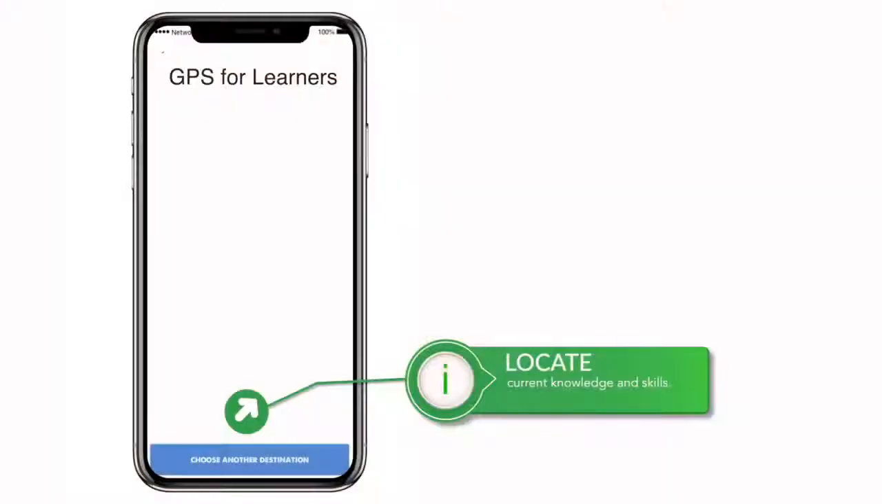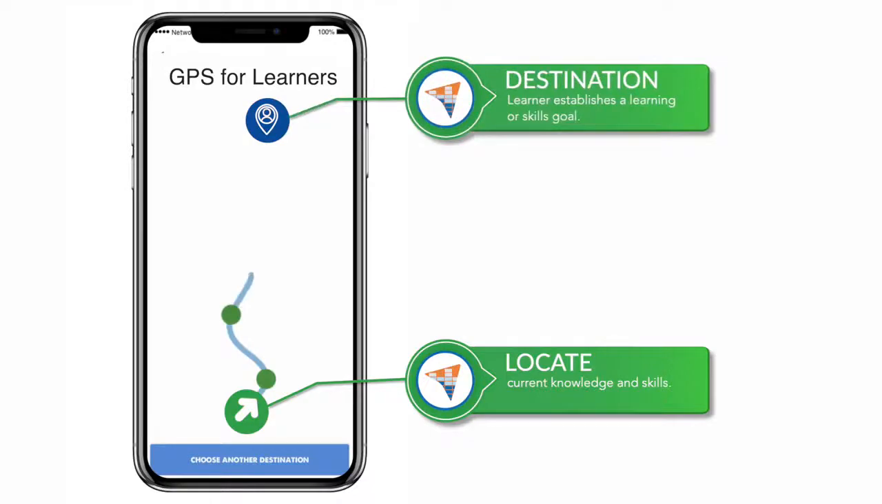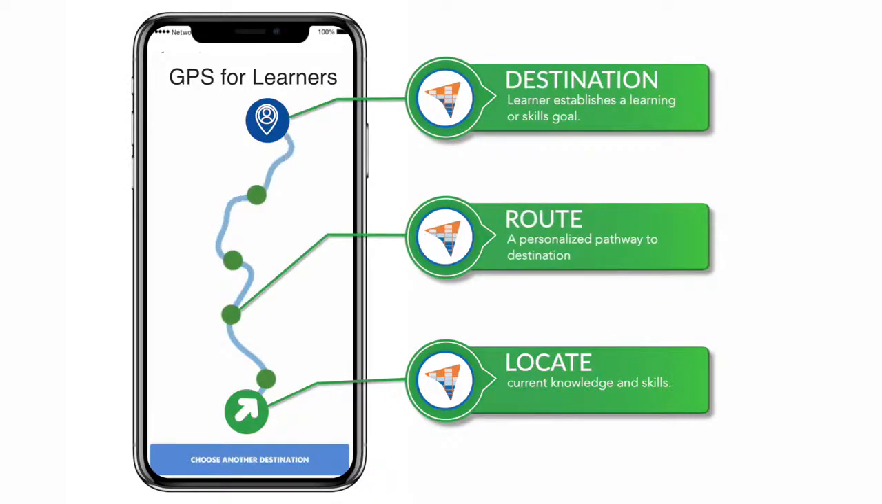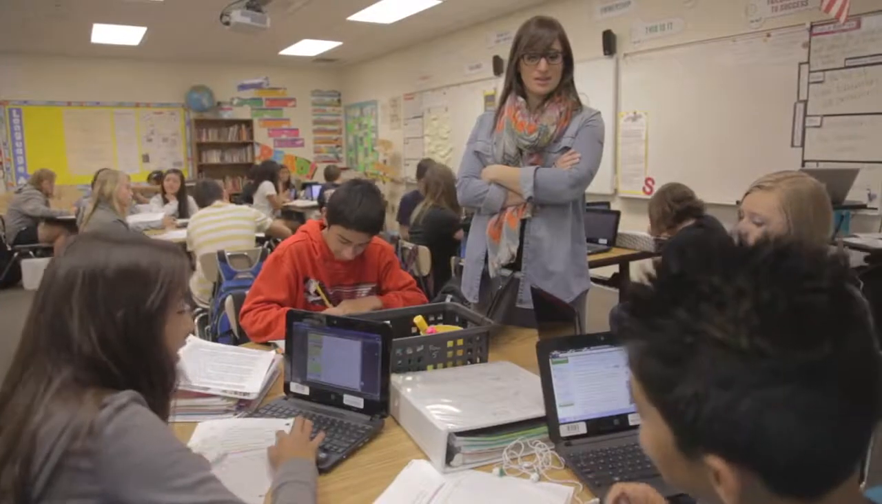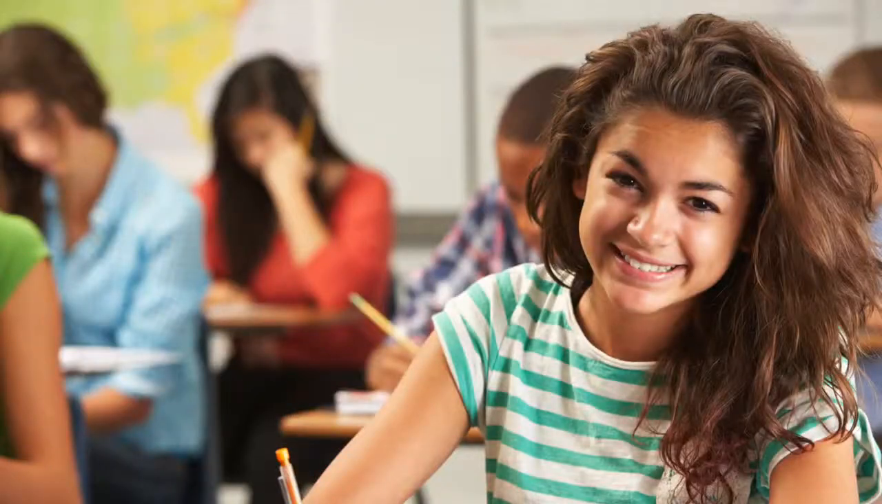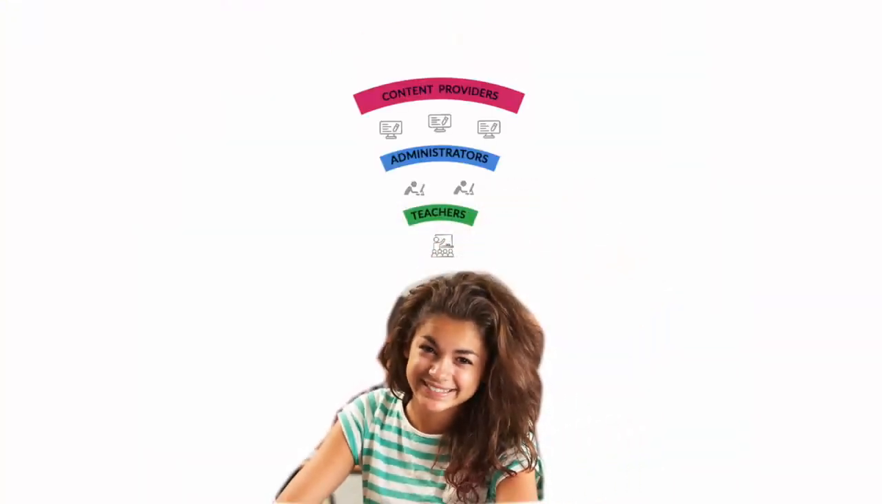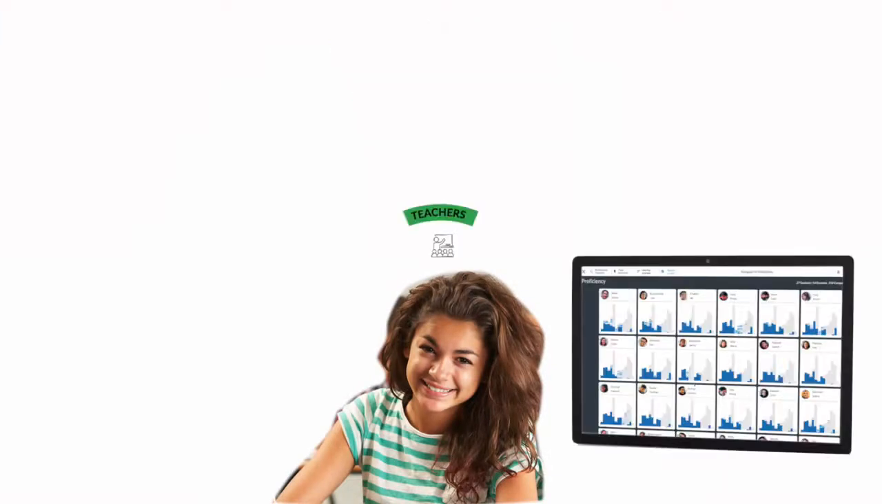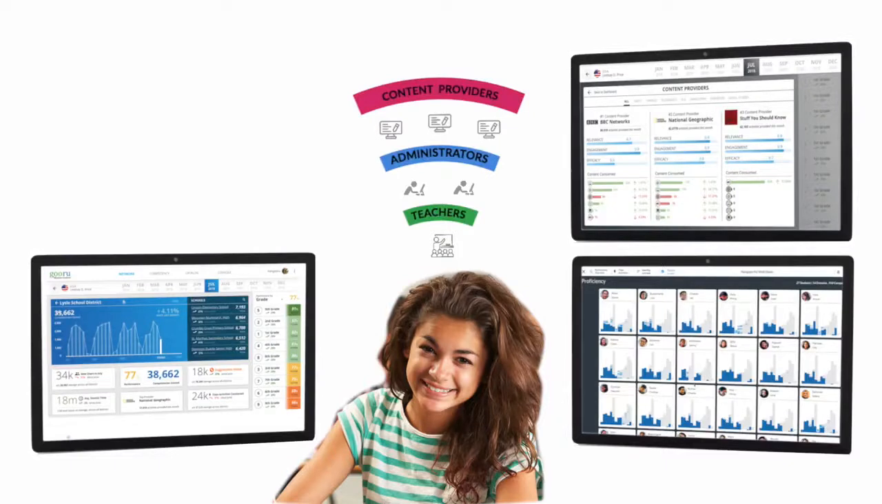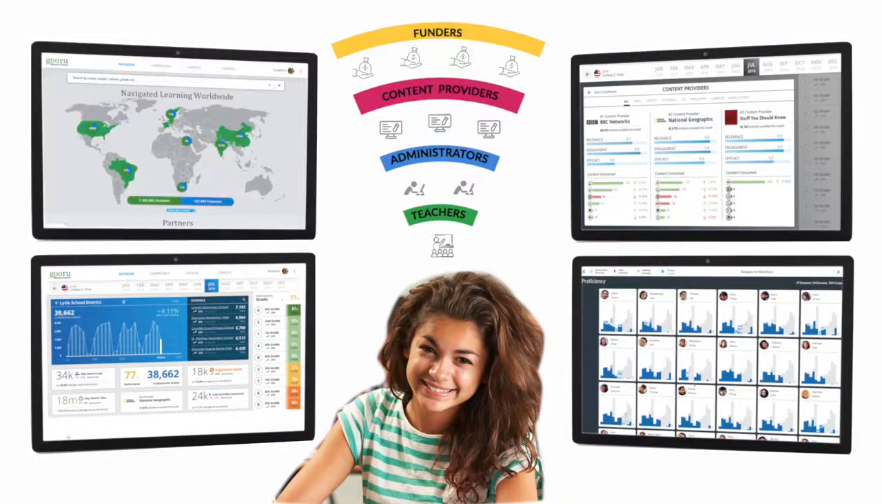Learning Navigator by Guru is a GPS for learners that navigates students to their learning destination. It works for all learners across education and skills. Each learner is supported by an education system. Navigator provides real-time data to teachers, administrators, content providers, and funders to better support their learners.